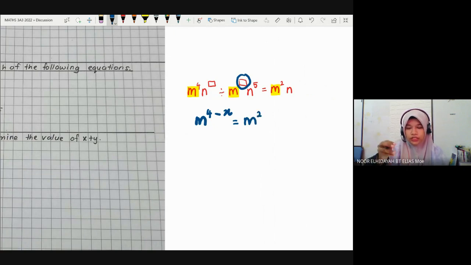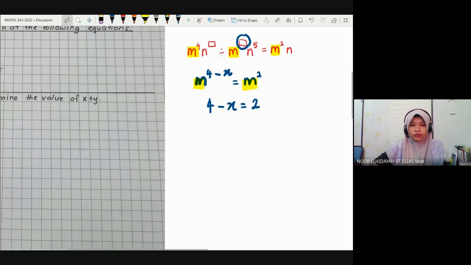And then we just compare the index, because now they have the same base. You just compare the index. So, sorry, bukan 4x, just take the index. 4 minus x is equal to 2. And then you solve this one by using the knowledge of linear equations. So negative x is equal to 2 minus 4, negative 2.